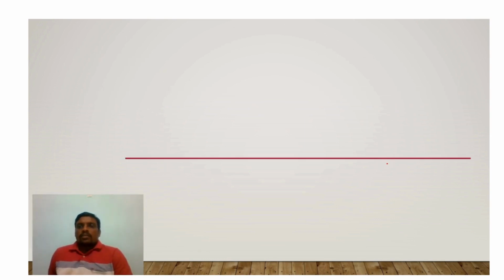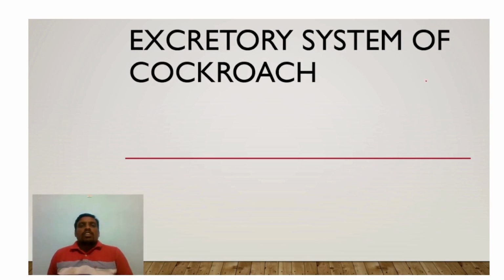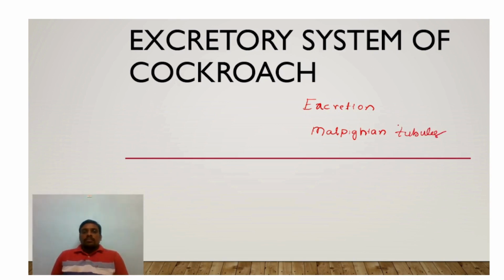Basically, there are various structures involved in the excretory system of a cockroach. If you take the process of excretion in Periplaneta americana, it occurs by specialized structures like Malpighian tubules. As you have already learned about Malpighian tubules in the previous classes.